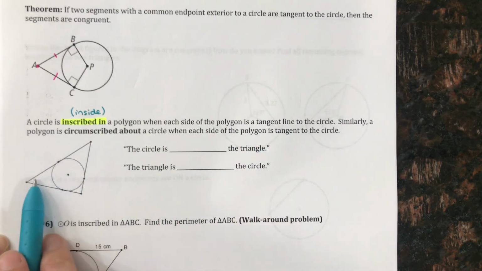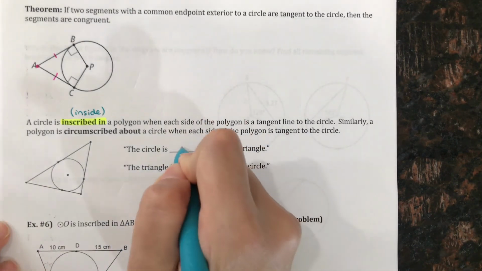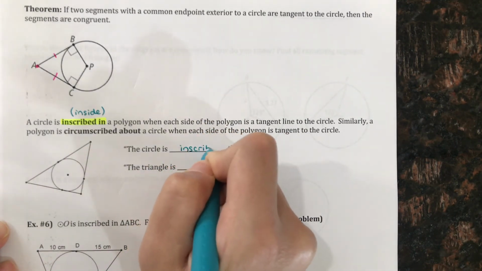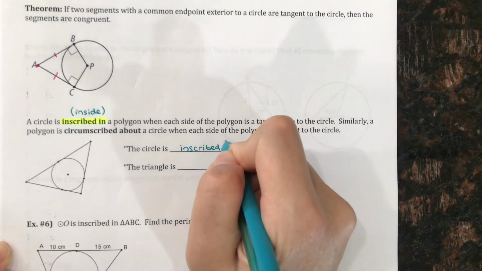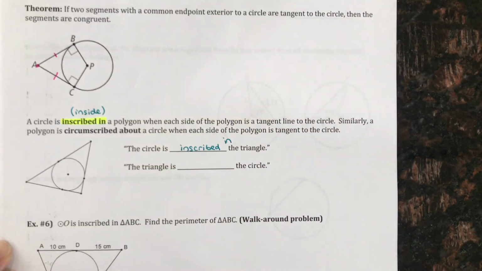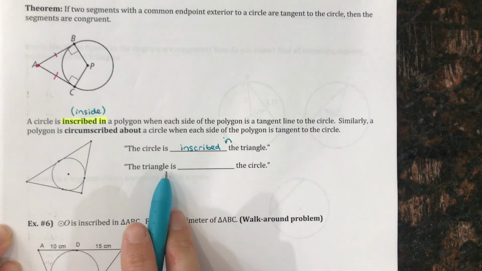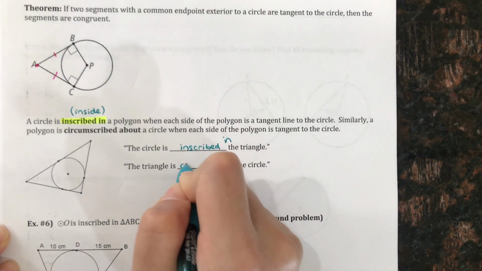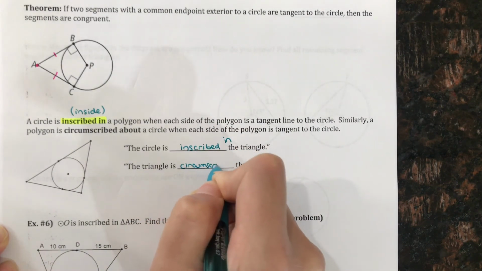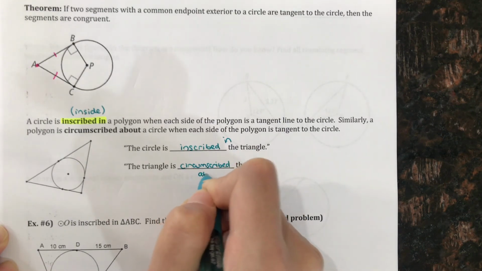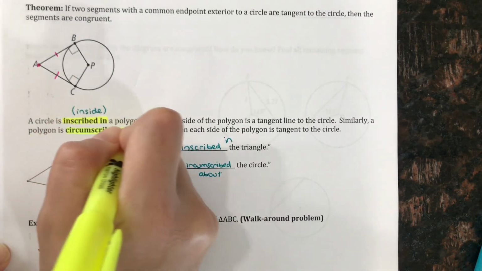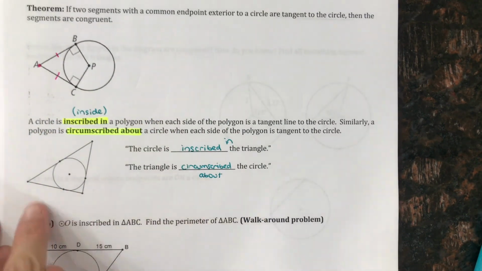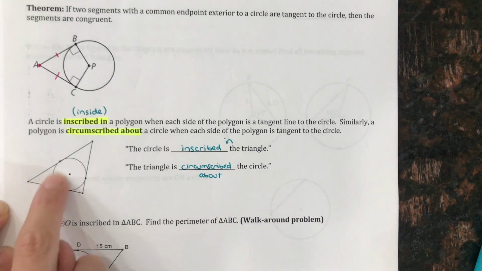So we would say that the circle is inscribed in the triangle. And the triangle is circumscribed about the circle. Sometimes you see that word around, but if it's circumscribed, it's on the outside. If it's inscribed, it's on the inside.